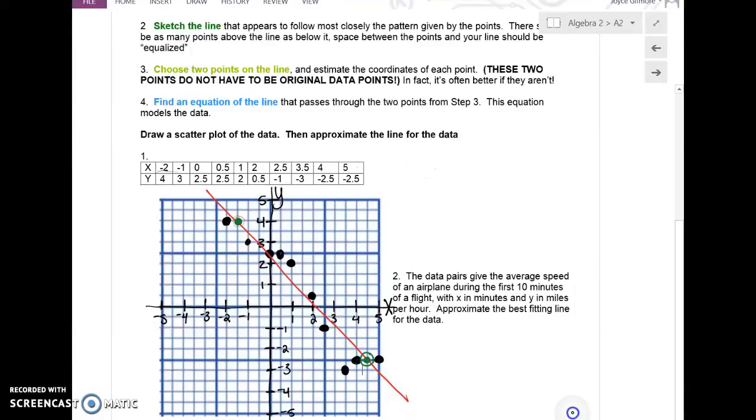So my points are (-1.5, 4) and (4.5, -2.5).